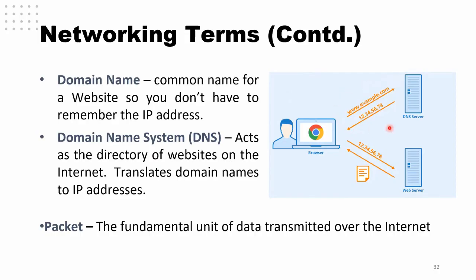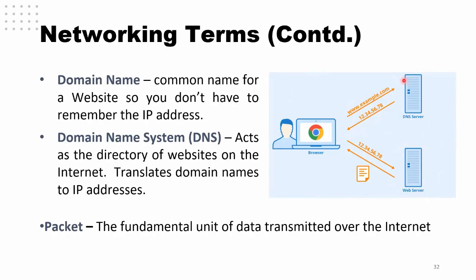So here is an example. If you want to access this website, www.example.com, this is the domain name of the website, and this is the IP address. You can't remember these six numbers. You remember the domain name, but the web server knows your website from the IP address to give you back the information that you request.